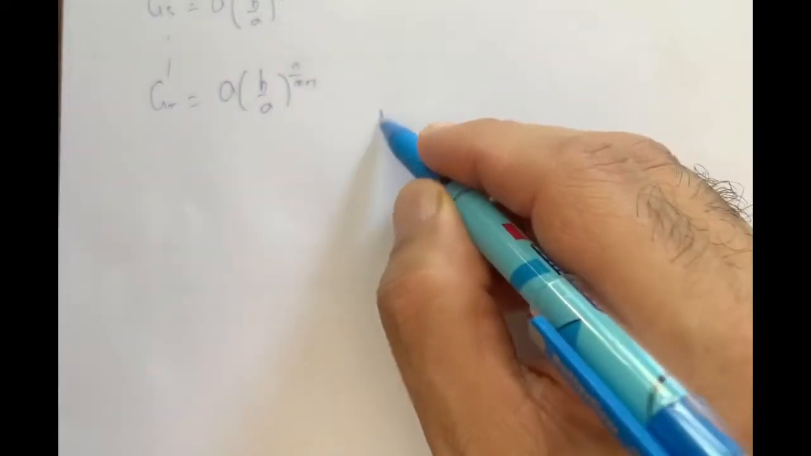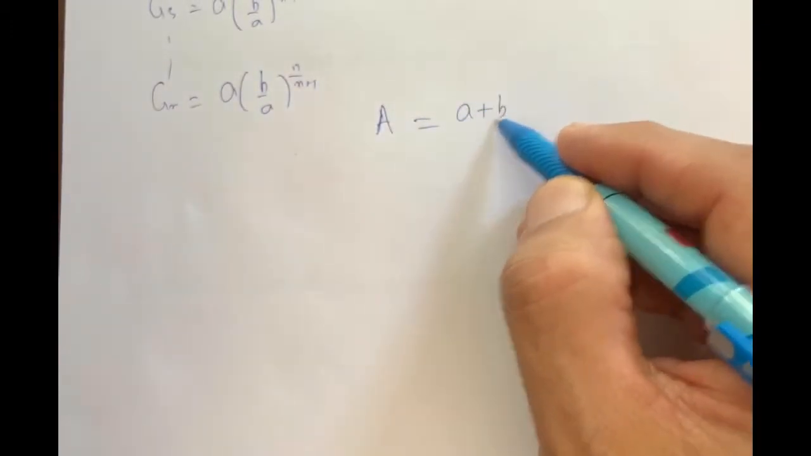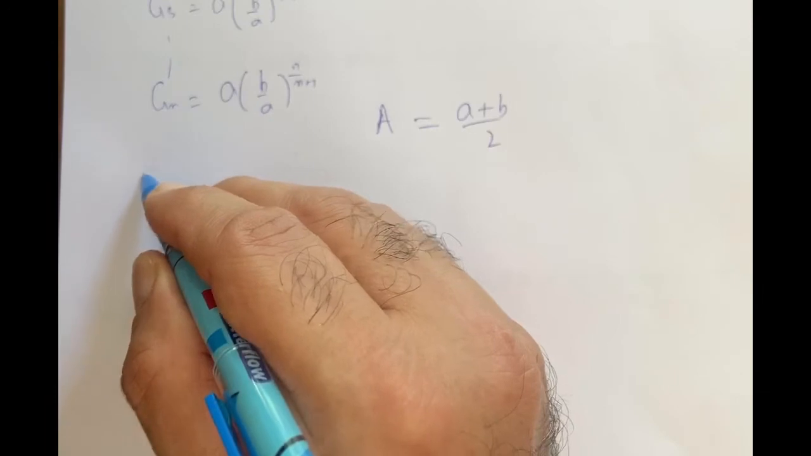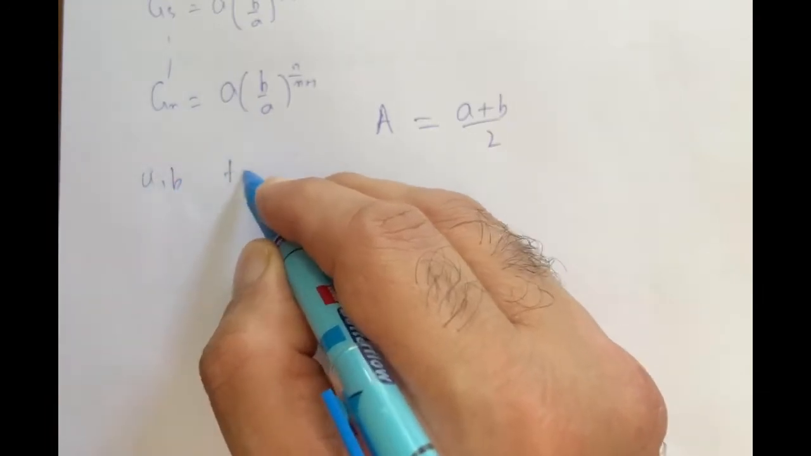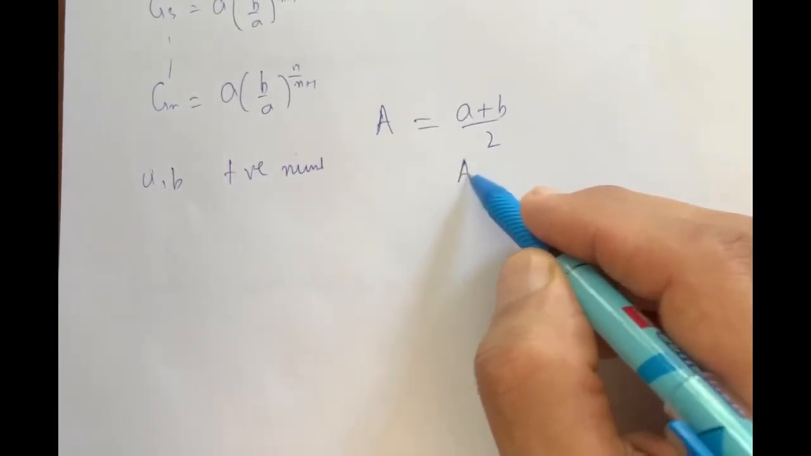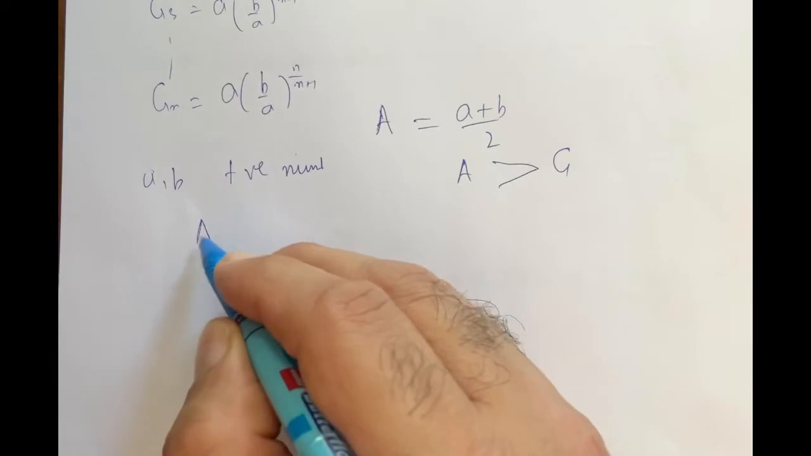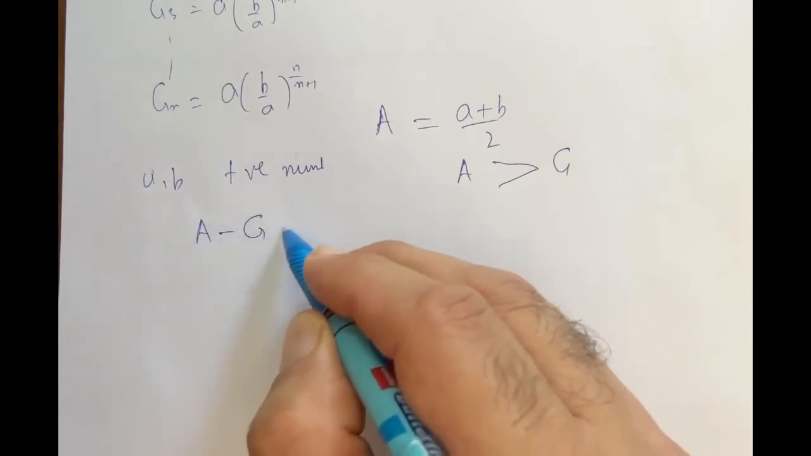What is arithmetic mean? Single arithmetic mean of a and b is a plus b by 2. In case a and b are positive numbers, then we can prove that arithmetic mean is always greater than geometric mean. Let's prove. We find out arithmetic mean minus geometric mean.